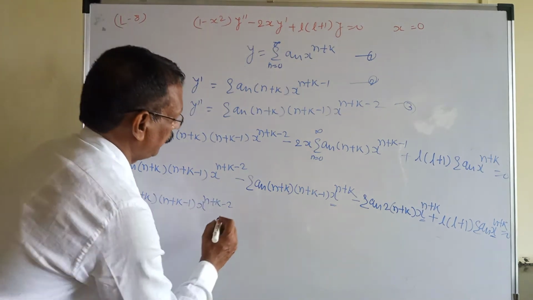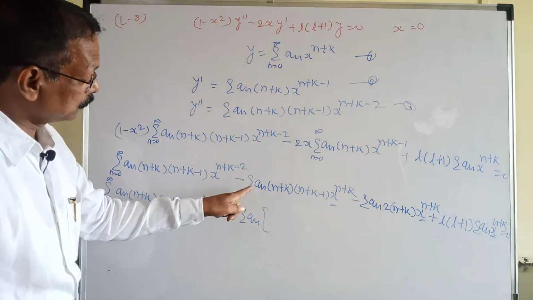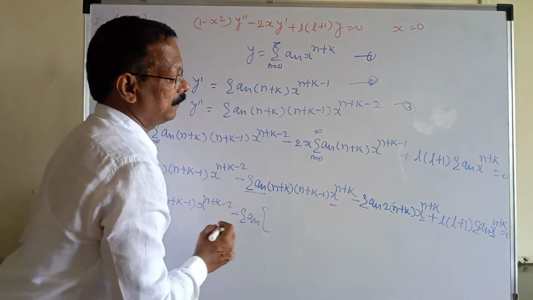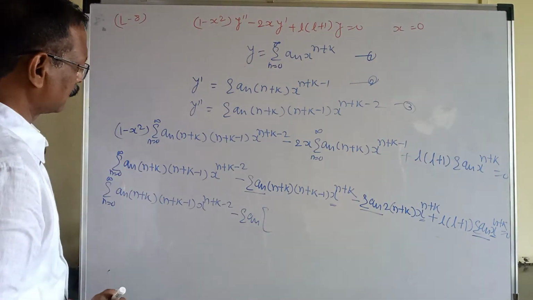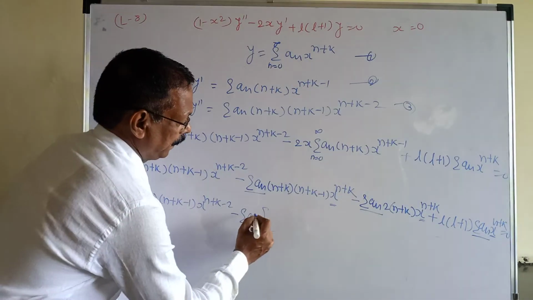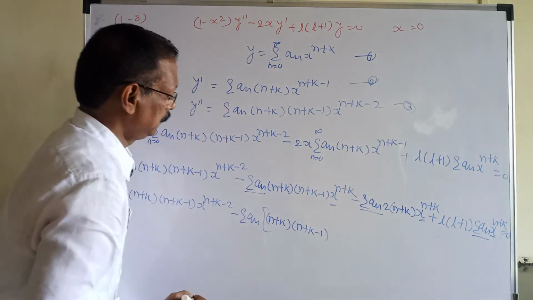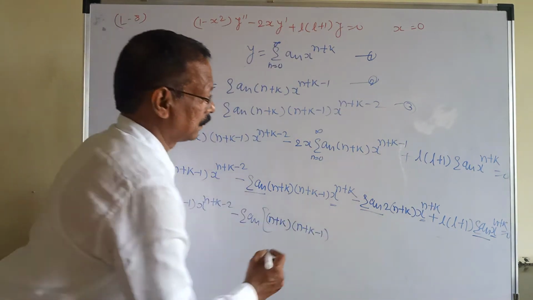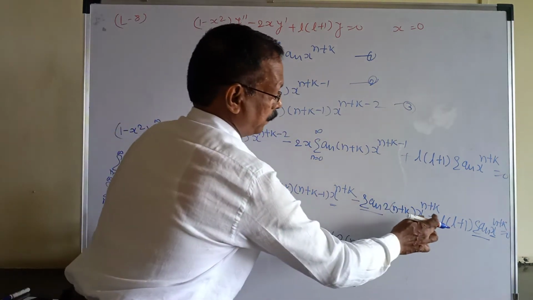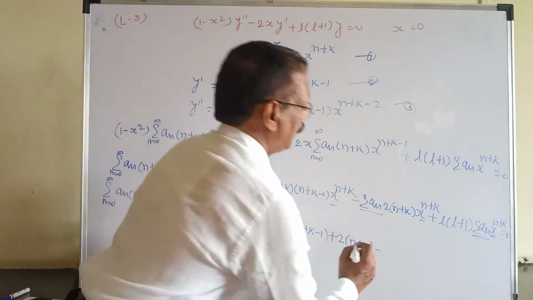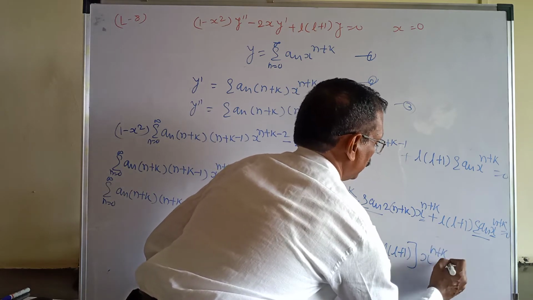Now here we take minus summation of a_n common, taken outside the bracket, and the remaining terms are right here. So minus summation of a_n, remaining (n+k) into (n+k-1). Since minus is taken common, it becomes plus 2 into (n+k), and on the other side we take the negative, minus l into (l+1), into the remaining x raised to (n+k), is equal to 0.